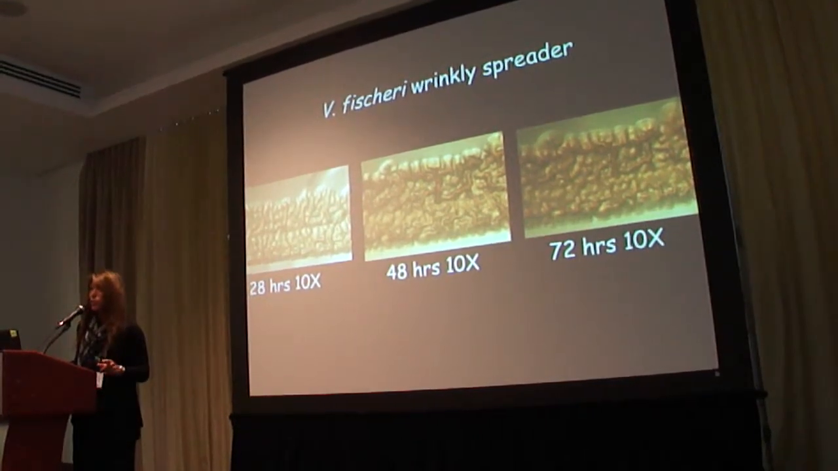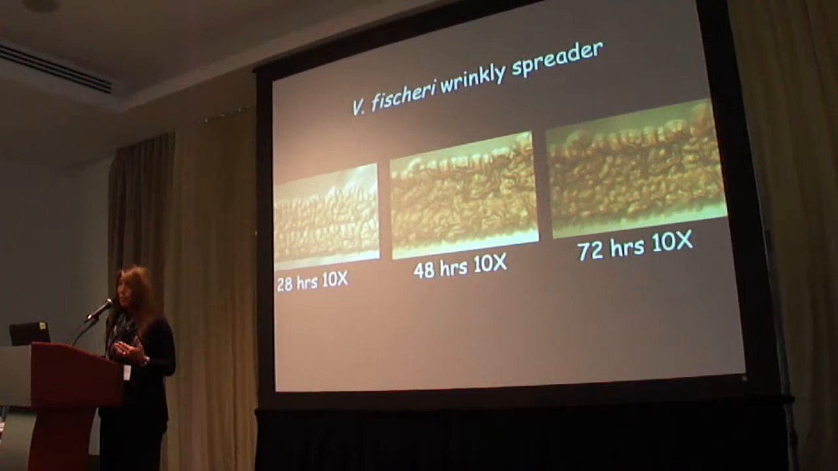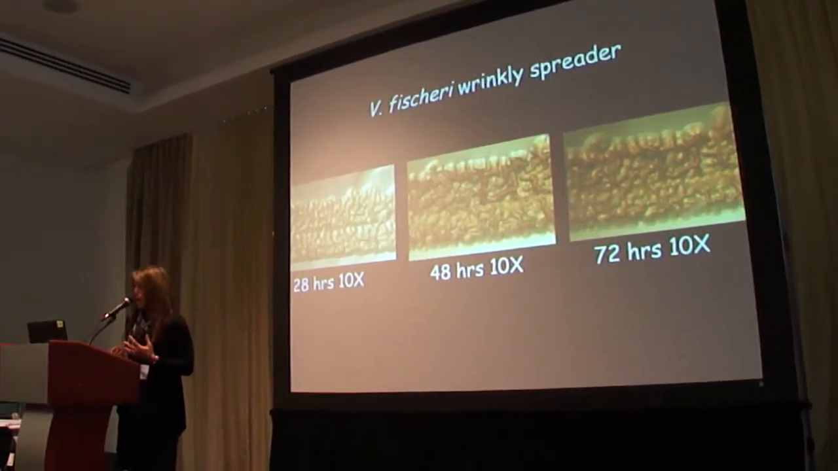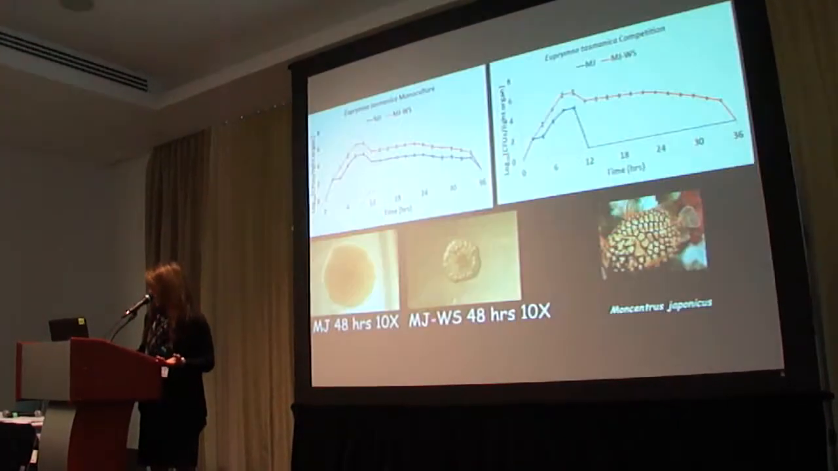So we took those two strains and we decided to do competitions, because we have these animals in the lab, and we can ask, what's the benefit of being a wrinkly spreader? They're making more polysaccharide in this biofilm. Does it give them an advantage in terms of being inside the squid and colonizing the squid?